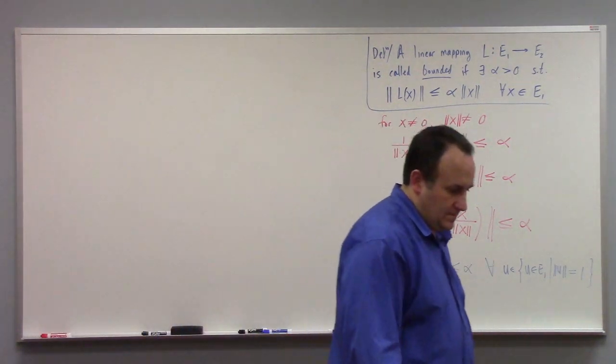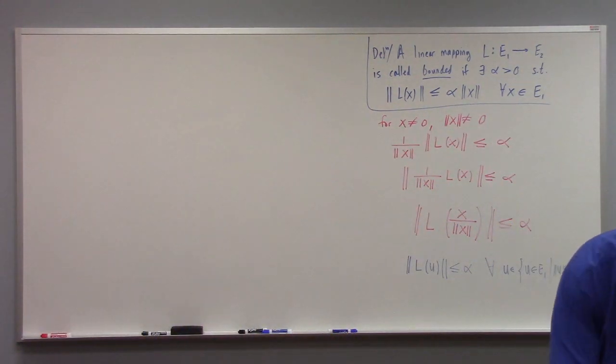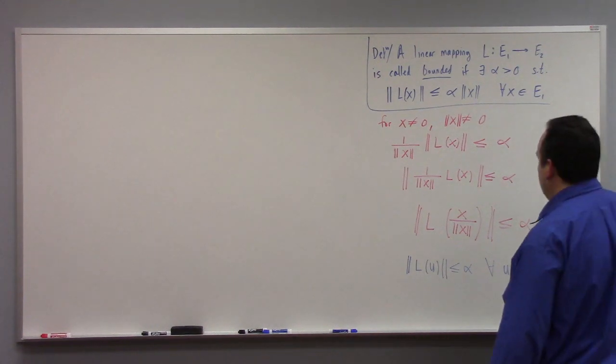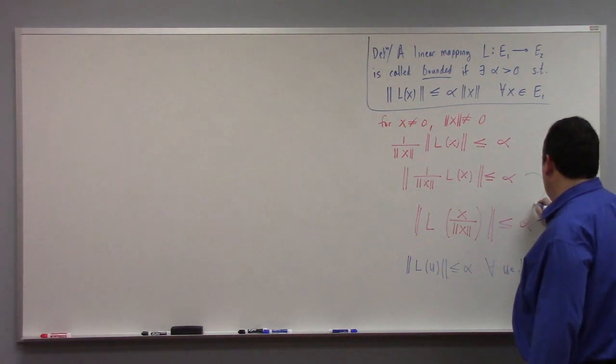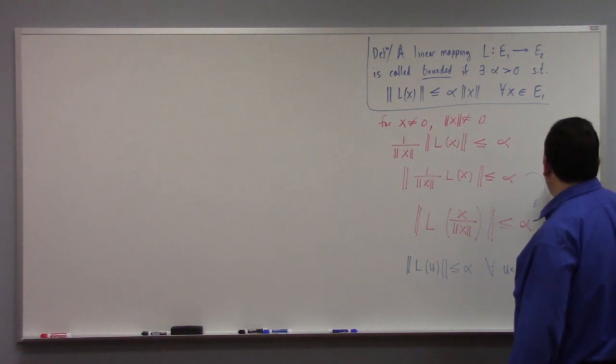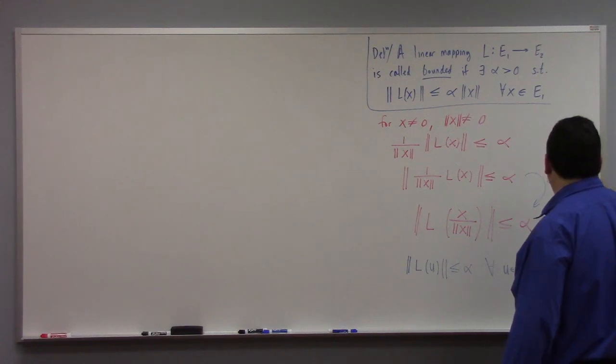So wait, why can't you bring the 1 over the norm of x inside? Yeah, we're assuming that L is linear, right? So c L of x is L of cx, right?